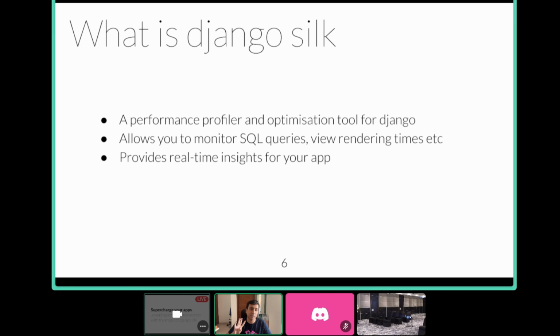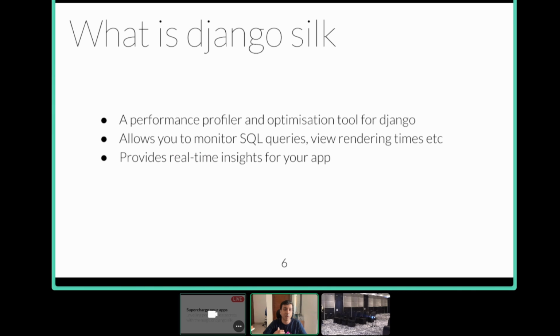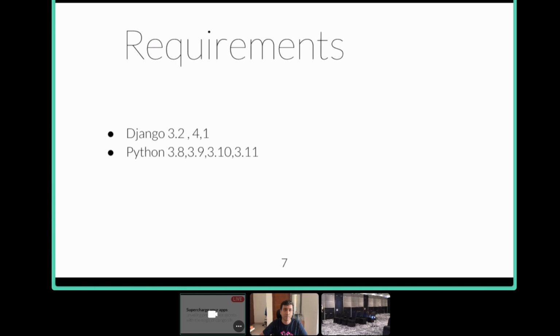Silk primarily consists of 4 things: middleware for intercepting request responses, a wrapper around SQL execution for profiling database queries, a context manager or decorator for profiling blocks of code or functions either manually or dynamically, and a user interface for inspection and visualization of all of the above. According to the documentation, Django Silk is only tested with Django 3.2 or 4.1 and Python versions greater than or equal to 3.8.